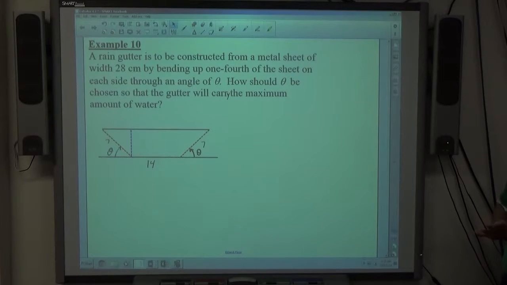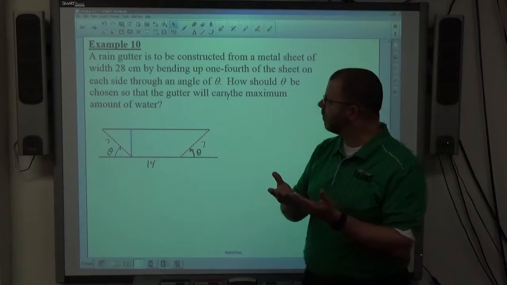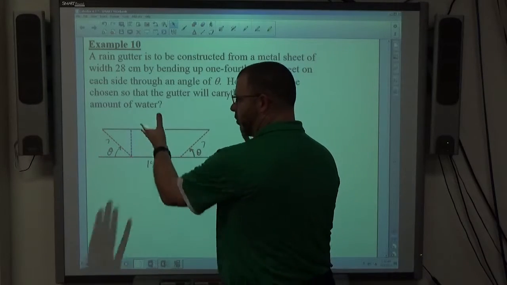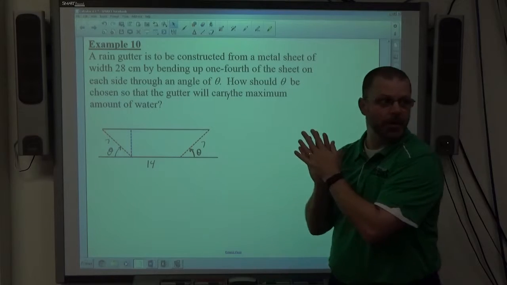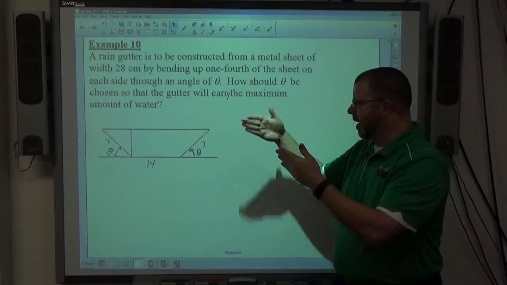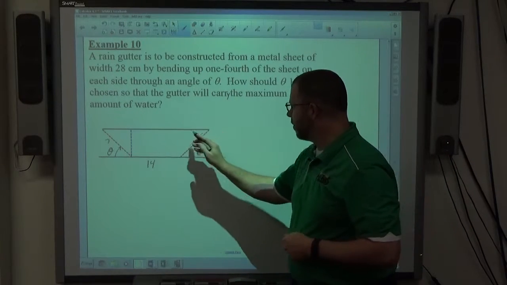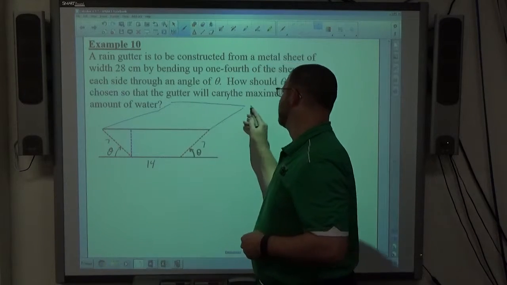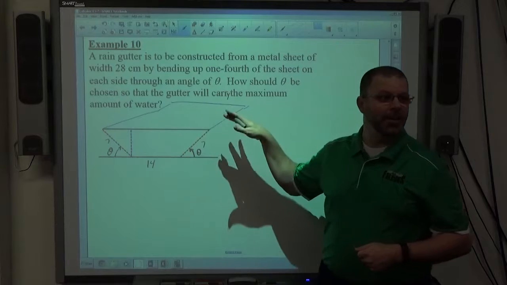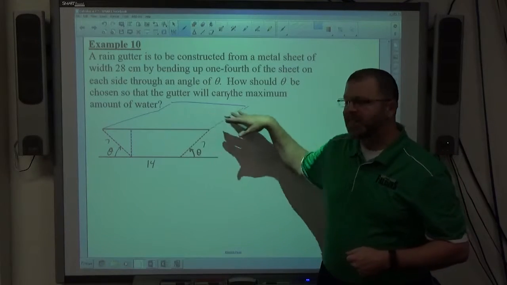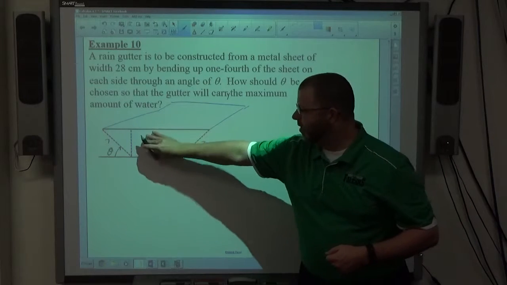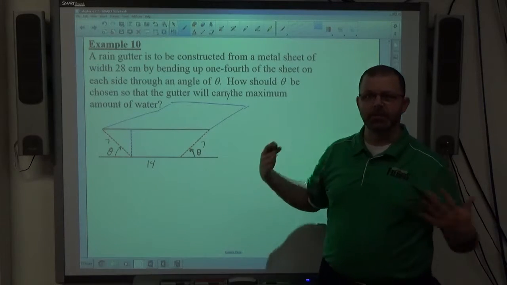This sheet of metal is obviously a flat sheet, so when I fold this up I've got a three-dimensional gutter going off in the back. The length of that gutter, going back this direction, imagine your gutter going back that way. That's not going to change. This distance here is not going to change. So if I can make this area maximum, I'm maximizing the volume of the gutter.